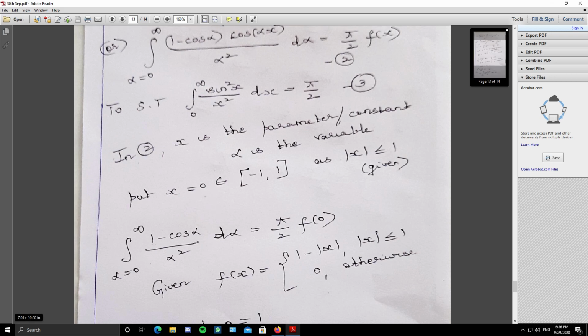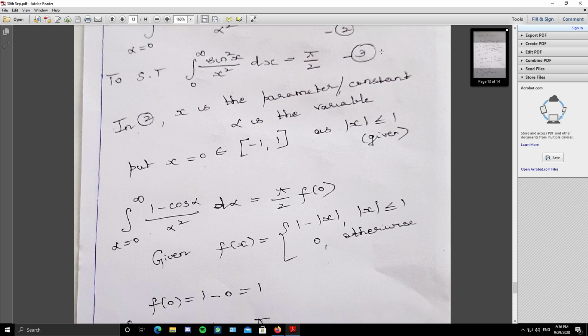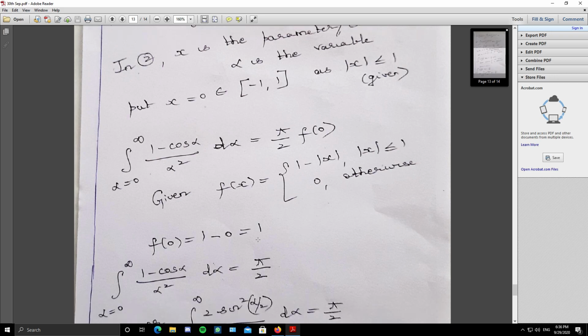So integral alpha equals 0 to infinity, (1 minus cos alpha) by alpha square d alpha equals pi by 2 times f of 0. So what is f of 0? f of x is 1 minus mod x. When x is 0, f of 0 is 1. So f of 0 is 1.